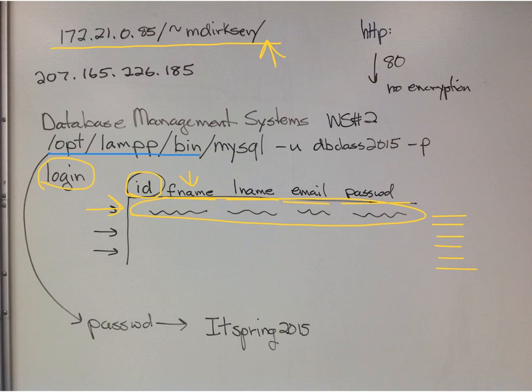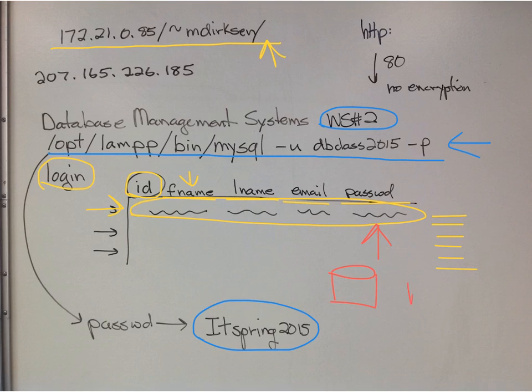Now, if you wanted to experiment a little bit with that, you could do that. Log into Work Server 2, and you can use this to log into the database, and this is the password. These are all from the spring of 2015. Now, the students made note of this password when it's stored in the database was stored using MD5 hashing.